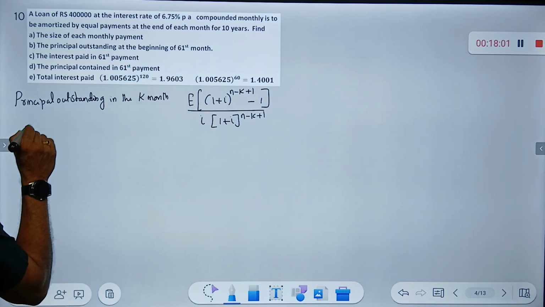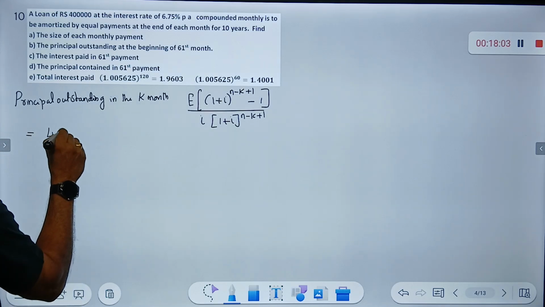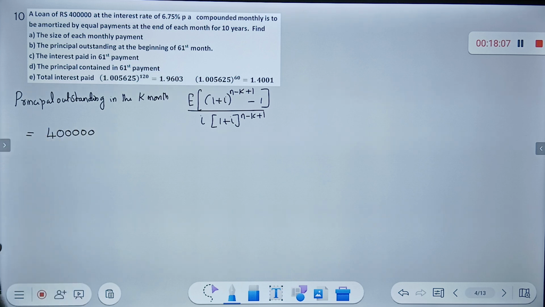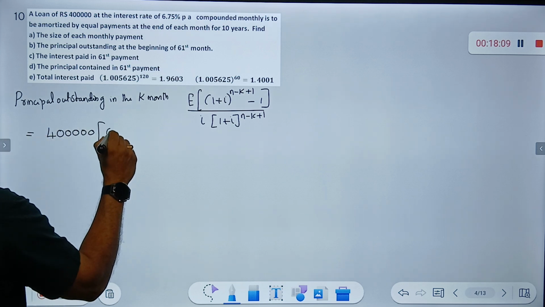Now what is this E? E is nothing but 4 lakhs. Okay, and what is this?